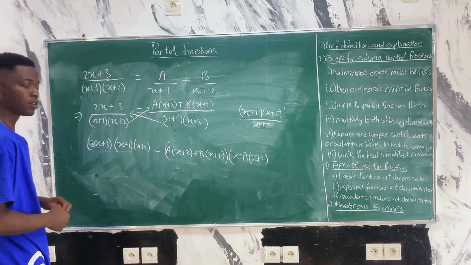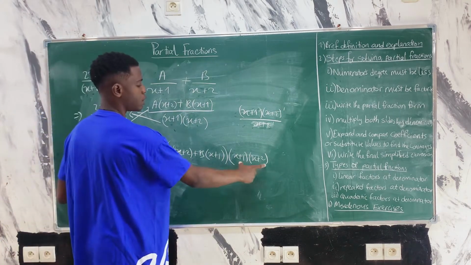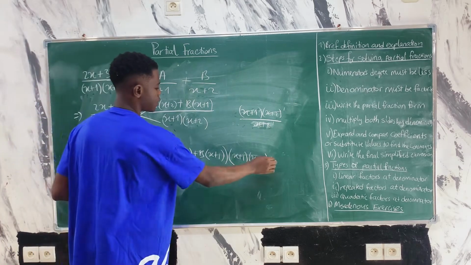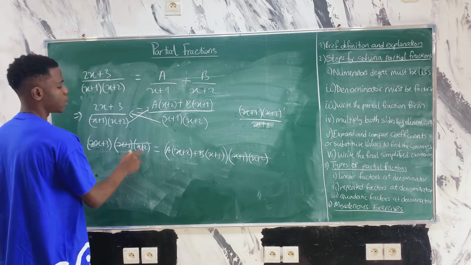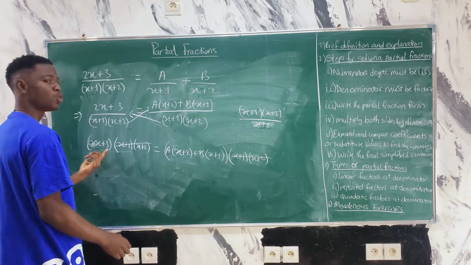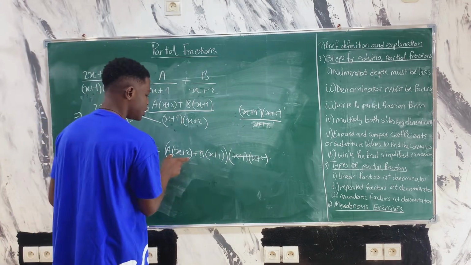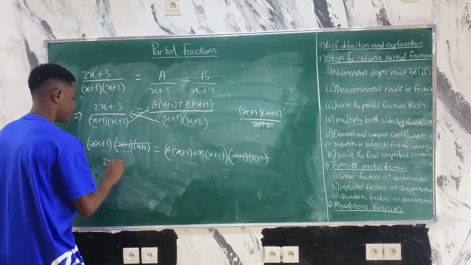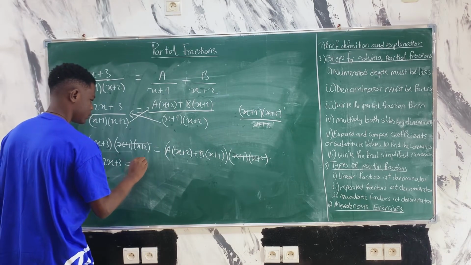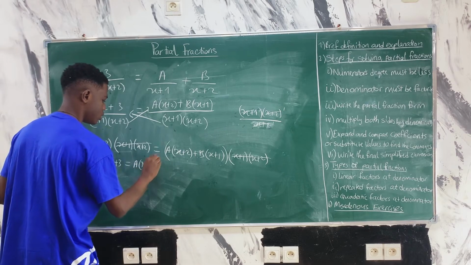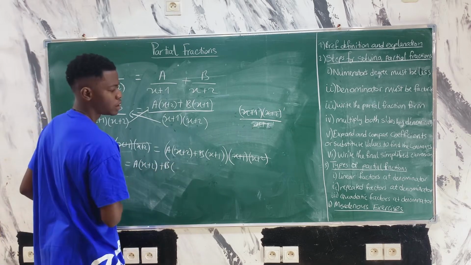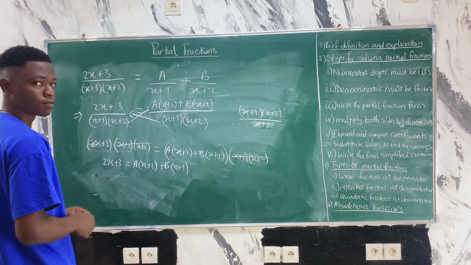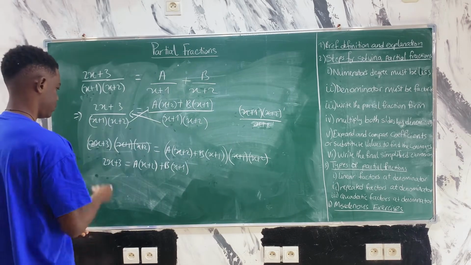So from here we can see we cancel just like in the previous exercise. So this and this will cancel. When we divide all through by x plus 1, x plus 2, you'll be left with 2x plus 3 is equal to a into x plus 2 plus b into x plus 1, which is just this. So you have a into x plus 2 plus b into x plus 1.